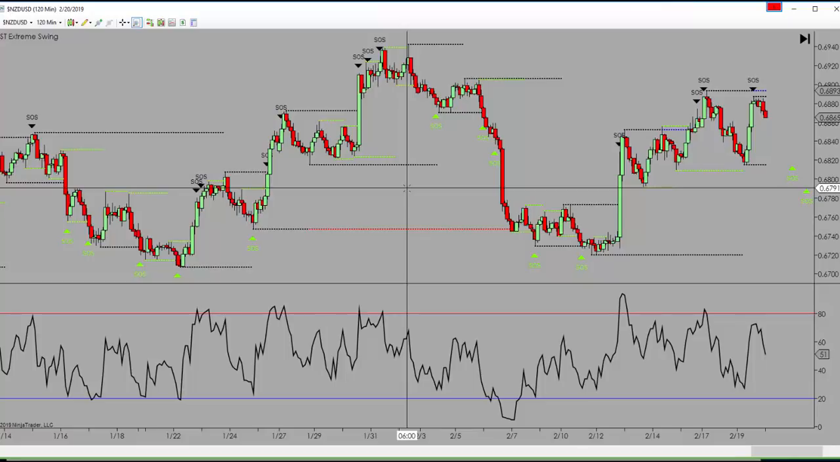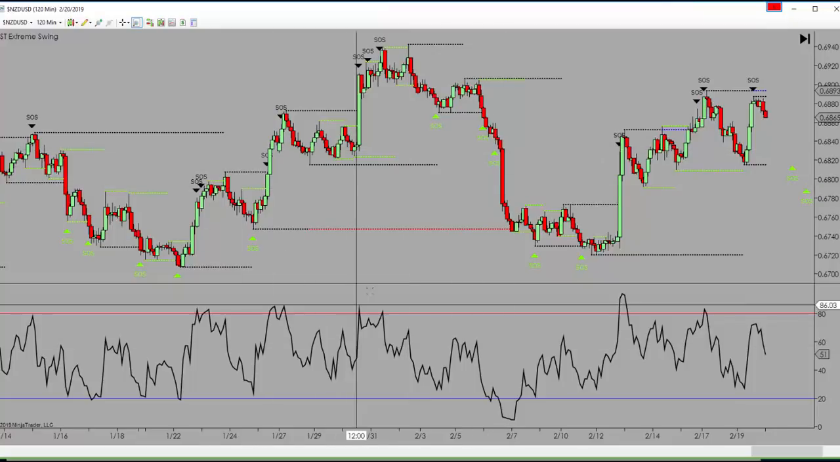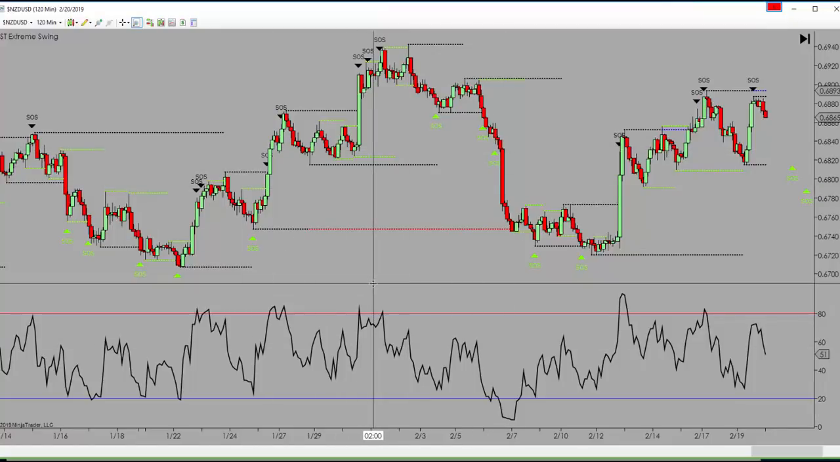Dave, do you use the 60-minute chart as the minimum time frame for trading? Not necessarily. I actually built these indicators so we could go look at the indicator from a higher time frame.